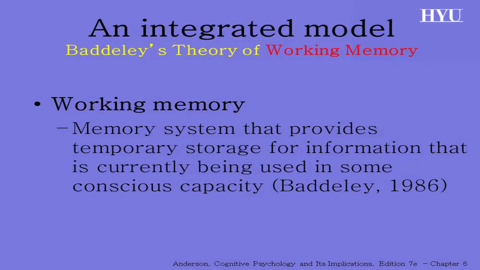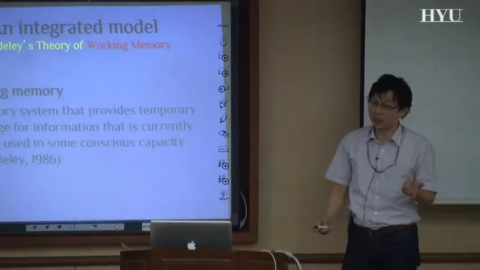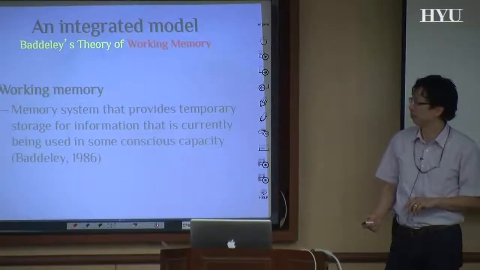So the definition by Baddeley in 1986 was a memory system that provides temporary storage for information that is currently being used in some conscious capacity. He didn't mention anything about long-term memory. So probably some information is actively being processed. We call this working memory. Just working memory. Okay? So the point is, what Baddeley's interest is, how we can interpret this working process.